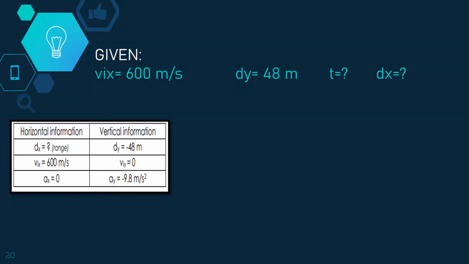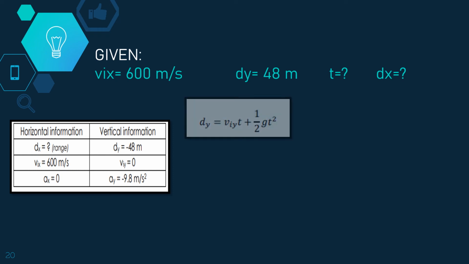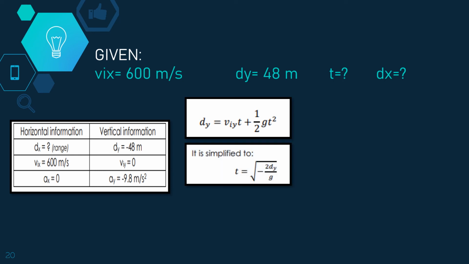Now, given Vix or our velocity, which is 600 meters per second, and our vertical distance of 48 meters, we're going to use first the formula dy is equal to Viy multiplied by the time plus 1/2 times the acceleration due to gravity and the square of time. Since we are looking for time, using formula transformation, we can simplify it into t is equal to the square root of negative 2 dy over g.